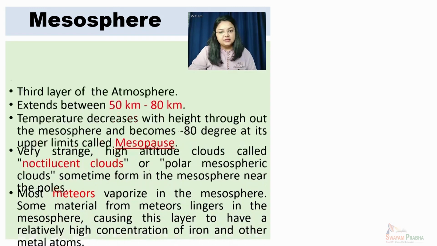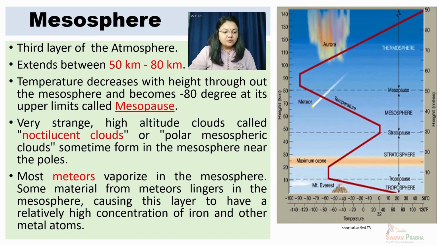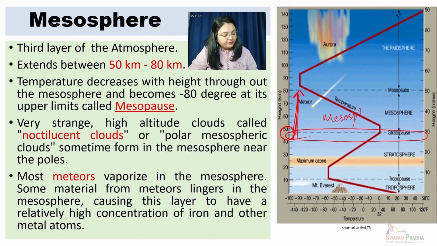The mesosphere is the third important layer of the atmosphere above the stratosphere. The boundary which divides the stratosphere from the mesosphere is the stratopause. It is located at 50 kilometers from the ground level. From these 50 kilometers to 80 kilometers above the surface of Earth, this third layer of the atmosphere is found, which is called the mesosphere. The temperature in this layer decreases with height throughout the mesosphere and becomes minus 80 at the upper limit of the mesosphere, which is called the mesopause. So the lower boundary between the stratosphere and mesosphere is called the stratopause, and the upper boundary of the mesosphere, located at 80 kilometers from the surface of Earth, where the temperature is minus 80 degrees Celsius, is called the mesopause.